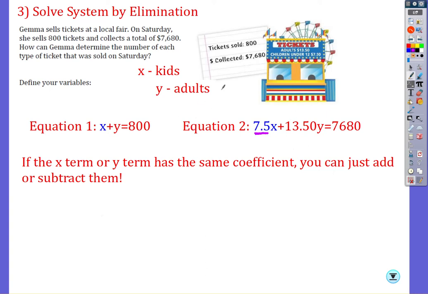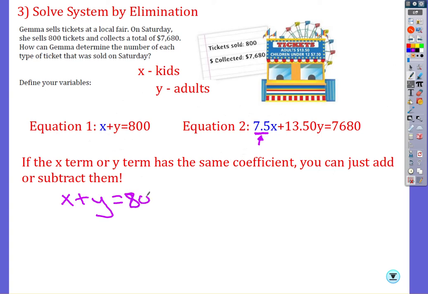So my goal here, and I can do this any which way I want, but I'm going to choose the variable x. I could have chosen the variable y, but it really doesn't matter. So what I'm going to do here is take equation 1 and try to get it to the same x coefficient as equation 2. So it's 1, I need to get to 7.5, so I'm going to take equation 1 and I'm going to multiply it.